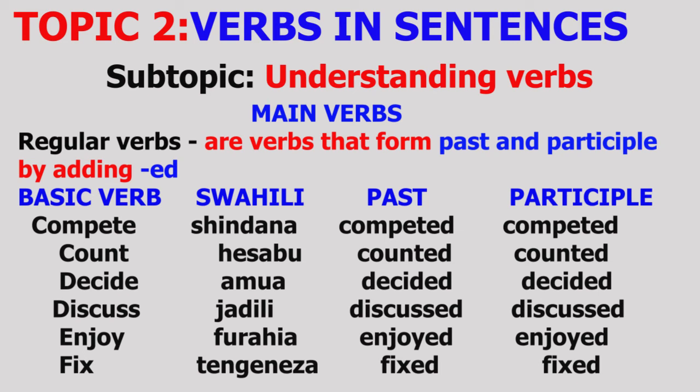As we have said, regular verbs are predictable. Predictable how? Because we can just add ed to form the past and participle, and we have discussed some examples that we have put in over here.